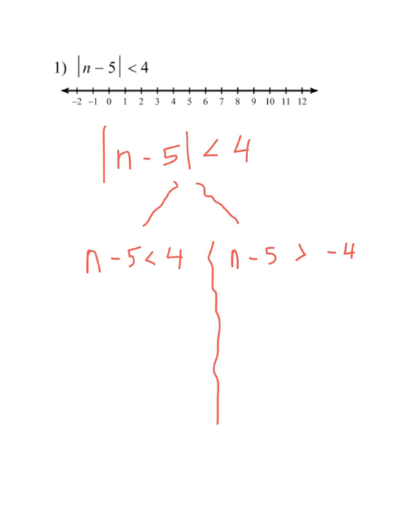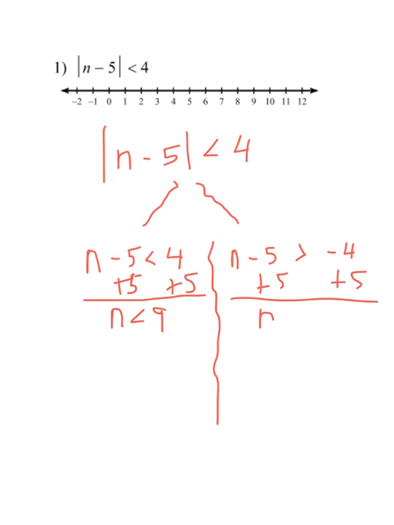Solving won't be too bad. I add 5 here and add 5 here. I get n is less than 9. Over here I add 5 and I add 5 and I get n is greater than 1. Okay, so now for the graphing.